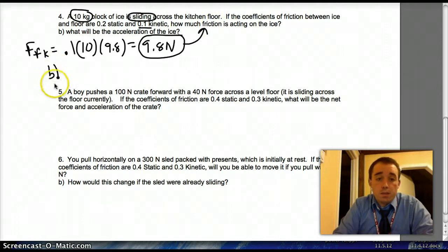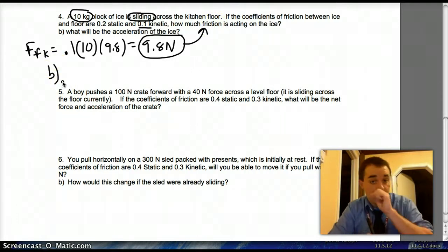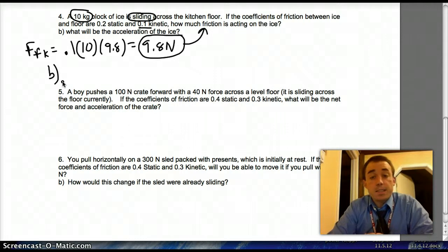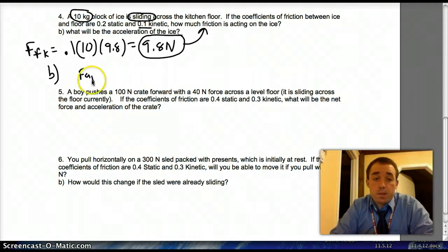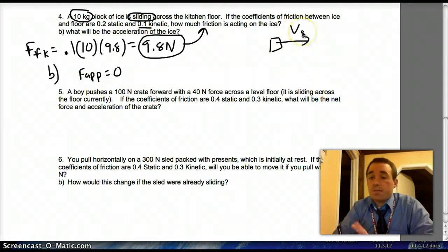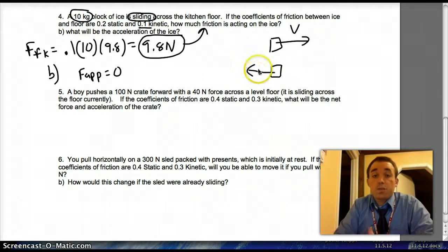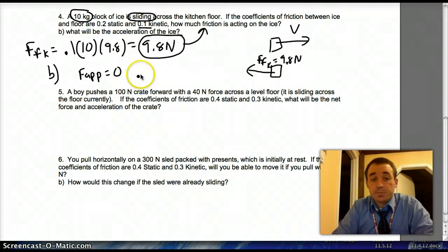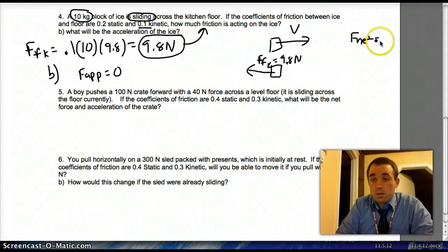Part B says, what will be the acceleration of the ice block? Well, it doesn't say anything about an applied force, so my applied force is 0, and that's okay. This block of ice is moving in this direction. That's its velocity, not a free body diagram. It's moving in that direction, but the only force acting on it is backwards, because friction's trying to slow it down. F_fk is 9.8 newtons. So I'm just slowing down. My net force is negative 9.8 newtons. My mass is 10 kilograms.